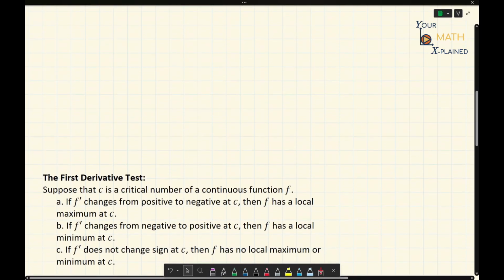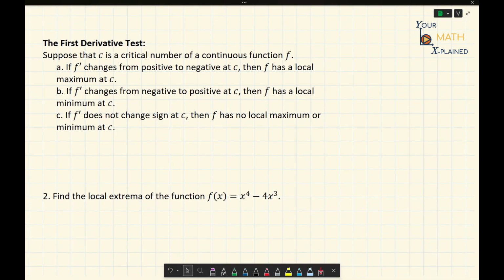Next, let's take a look at our first derivative test. The first derivative test says that suppose that c is a critical number of a continuous function f. Then, if f prime goes from positive slope to negative slope at c, then f has a local maximum at c. And that makes sense because that means you were going up, and then after c, you're going down. So therefore, this is a maximum.